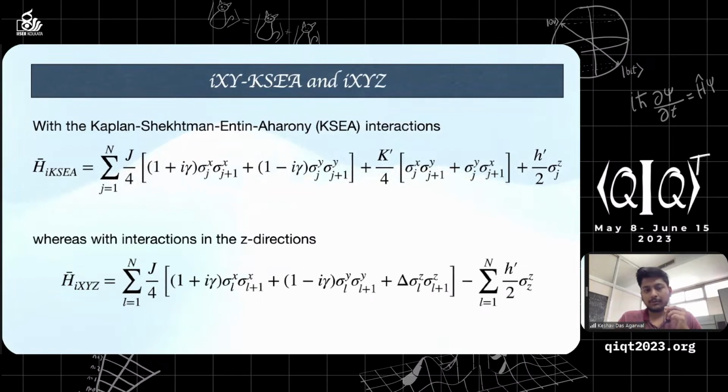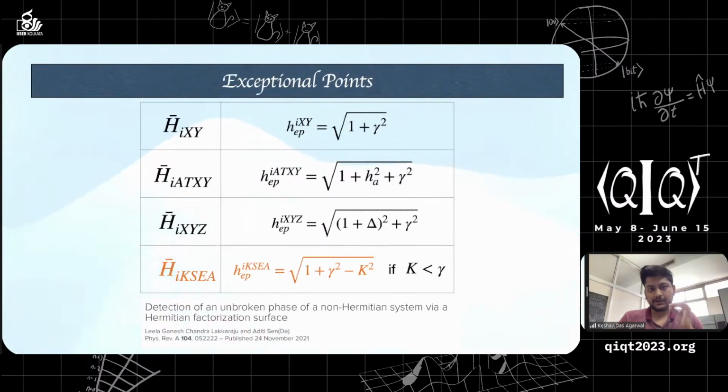We also look numerically at the IXYZ cases. So these are the exceptional points, after diagonalizing and seeing after which value of parameters all the eigenvalues are real. So this means if the magnetic field strength is greater than the corresponding h_EP, the Hamiltonian is unbroken and all the eigenvalues are real.